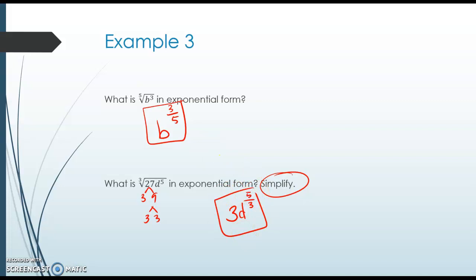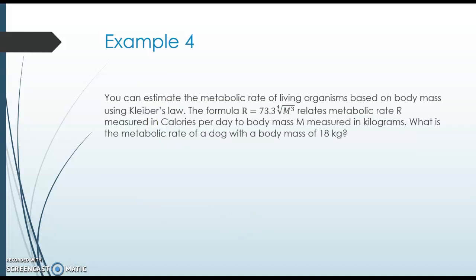All right, I thought this was one more. I was off on how many examples I had. This one should be our word problem, which really shouldn't take us very long. I like to find the question. What is the metabolic rate of a dog with a body mass of 18 kilograms? This 18 is probably going to matter.